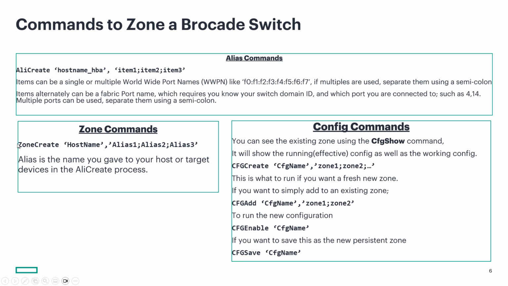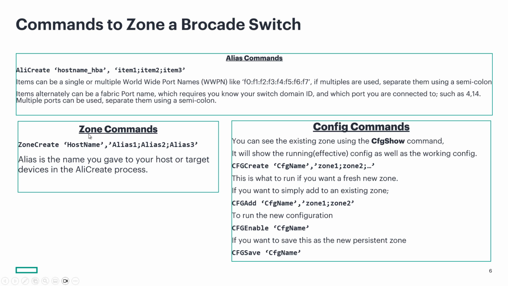To create a zone, you simply say zone create, you give it a host name, because remember, every zone is going to map back to a host, and then you add all the aliases you want to add in there. Alias 1 would be your host name HPA. Alias 2 might be your targets. Alias 3 could be a completely different array. But only one of these aliases should ever be another initiator, or I should say another set of initiators, like another host.